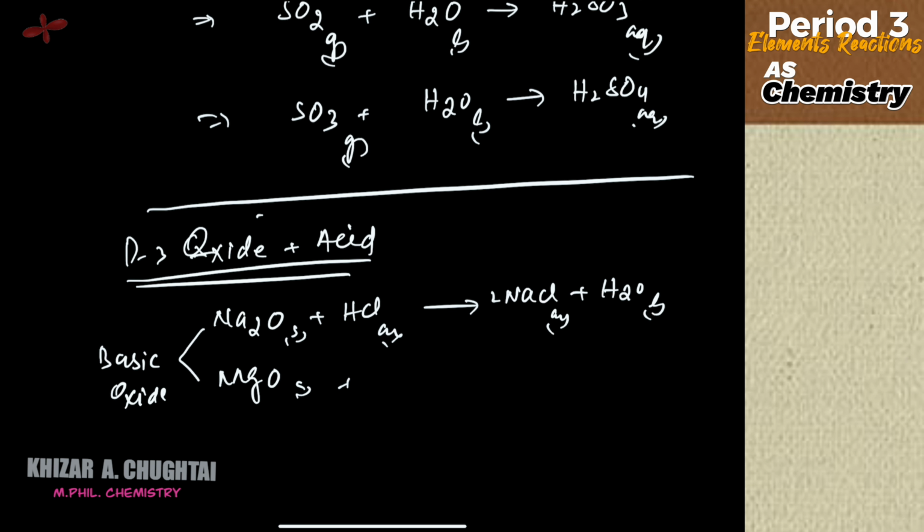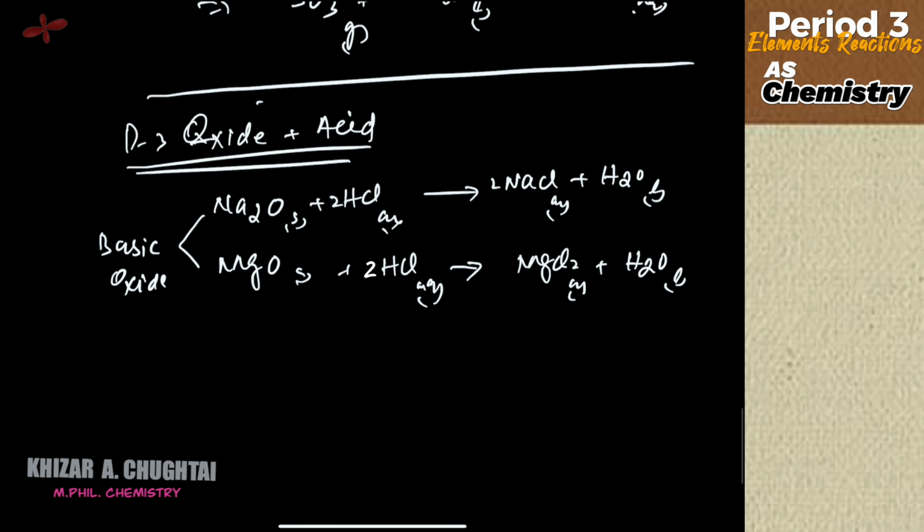In this case, I'm going to put 2 over here for the balancing of sodium, so 2 over here. In case of MgO, it is also quite capable of reacting with HCl to make MgCl2. It's aqueous, and yes, H2O, I mean liquid, is supposed to be formed. So these two oxides are basically basic oxides.